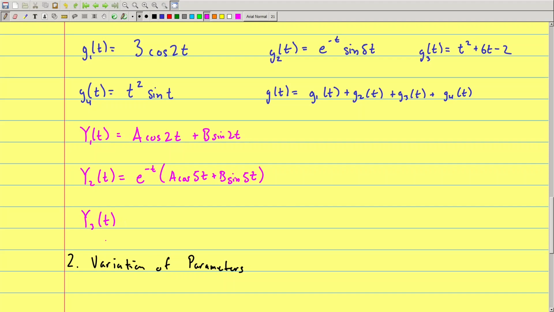For the particular solution associated with G3, you will need a polynomial that is high order enough to encapsulate all of the information for the polynomial. Since this is a quadratic, your guess has to be a quadratic, and it has to have all of the terms, because if I differentiate t squared, I'm going to get a t. So I'm going to have a term that can handle that.